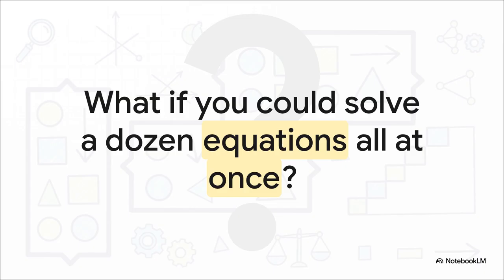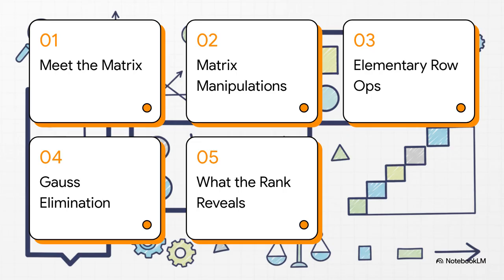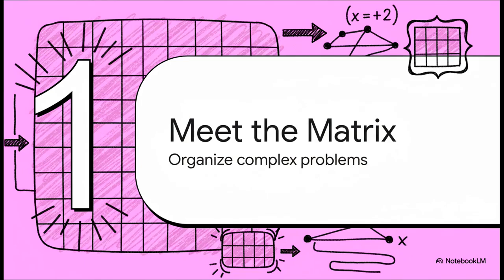Well, there is. So in this explainer, we're going to go on a little journey. First up, we'll meet the Matrix, get formally introduced. Then we'll learn the basic rules for how to handle them. We'll cover the 3 legal moves you can make to solve these puzzles. And then, this is the good part, we'll put them to work with a powerful strategy called Gauss elimination. And finally, we'll uncover the deeper secrets a matrix can tell us about what a solution even looks like. All right, let's dive right in.